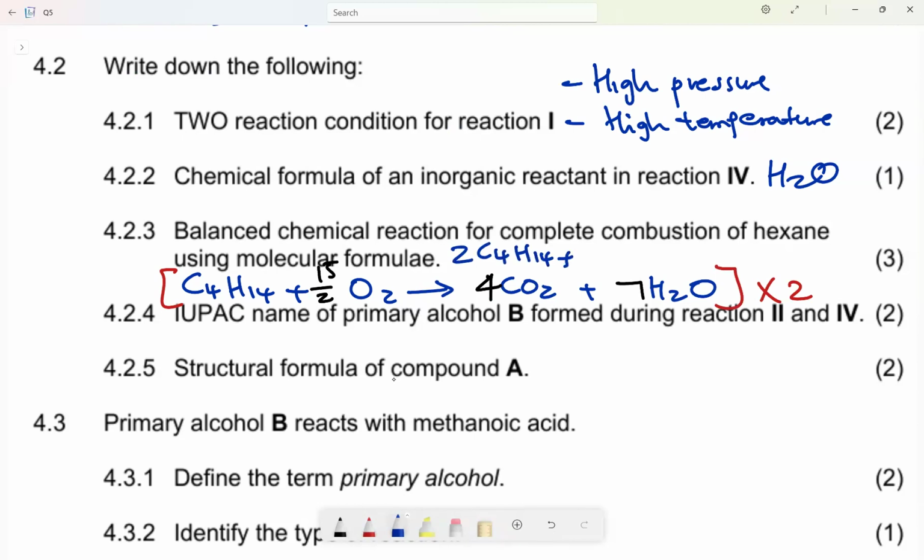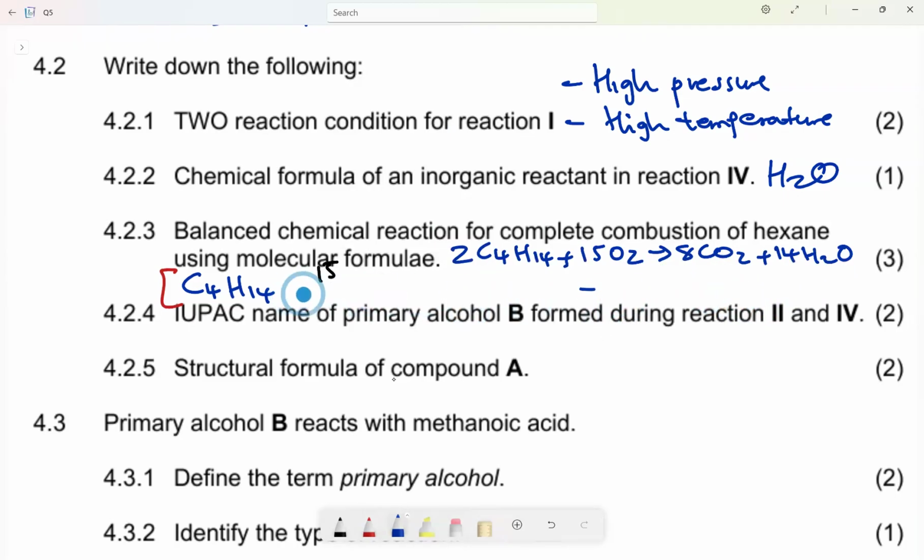So it's going to be 2C4H14 plus, when I multiply this by 2, 15O2, forming 4 multiplied by 2, 8CO2 plus 7 multiplied by 2, 14H2O. I'm done. How interesting and nice is that? Can you see? Is it balanced? 8 carbons, 8 carbons. 28 hydrogens, 2 multiplied by 14, also here 28. 14 plus 16, it is 30 oxygens, and here 30 oxygens.